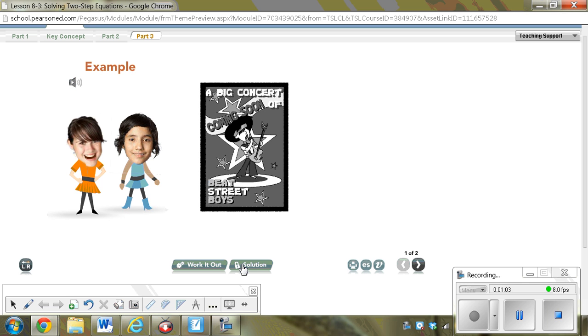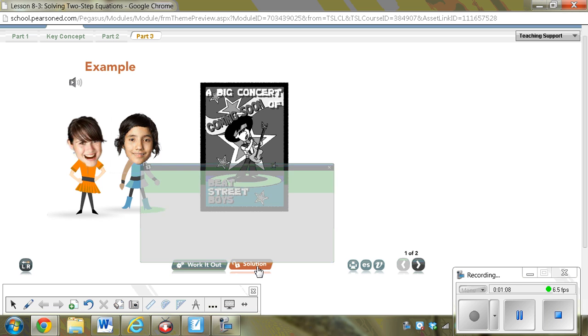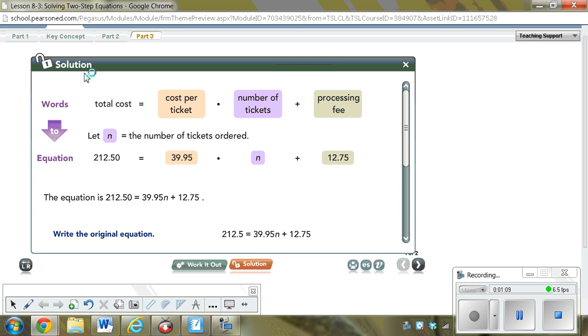Okay, well, let's see what the solution has us doing since it's not pulling it up. So we needed to find the total cost. We knew the total cost. We knew how much it was going to be for the ticket. We didn't know the number of tickets, but we knew the processing fee. If we spent $212.50, each ticket was $39.95. We don't know the number of tickets that was bought, but we knew there was a flat one fee of $12.75.